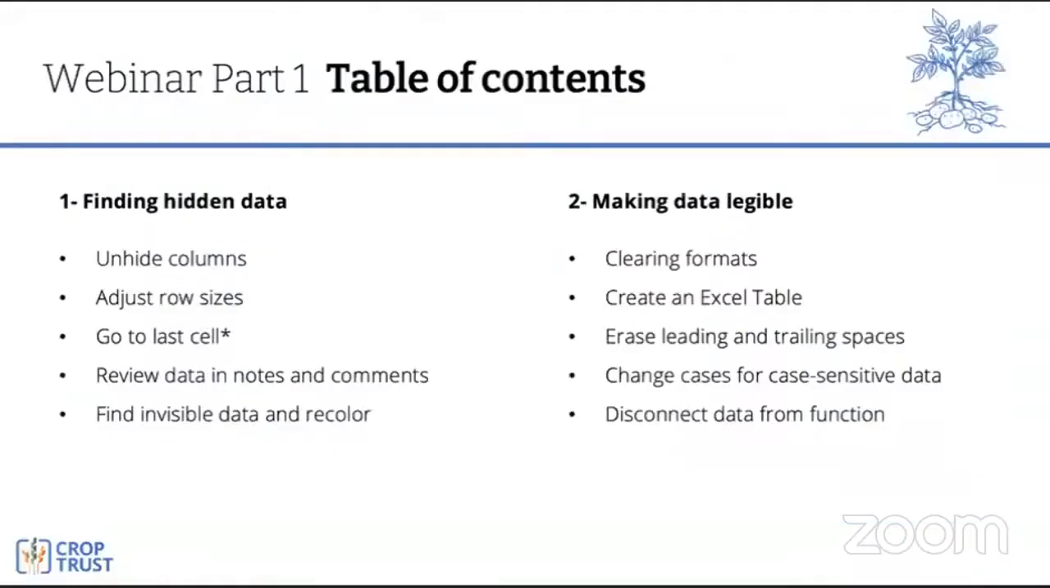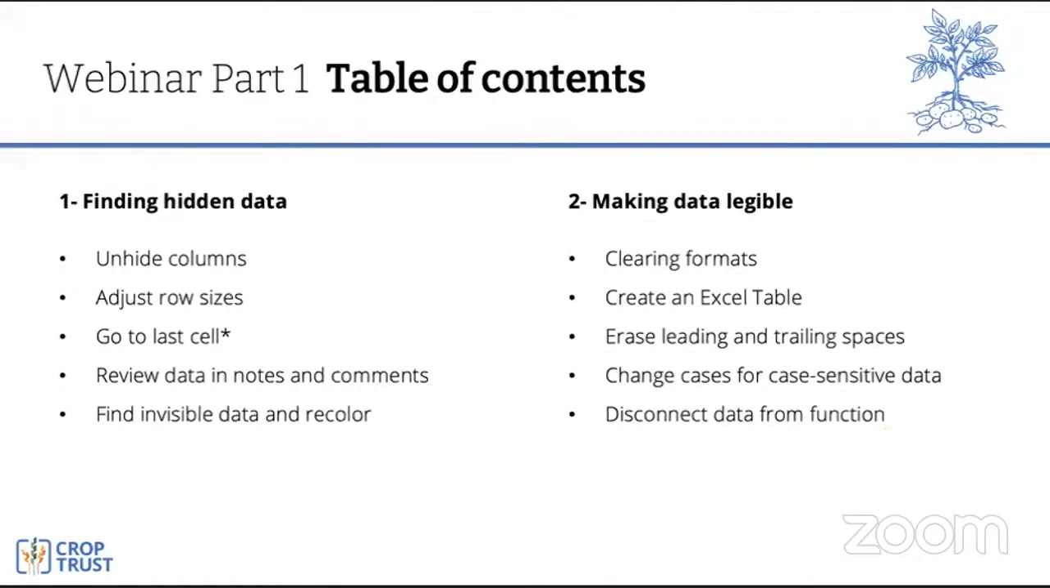More specifically, the table of contents: when it comes to data cleaning, we will show you how you can unhide columns, basically finding all the hidden data in your Excel file by unhiding columns, by adjusting row sizes, by finding if there is data in cells that are far away that you can't see, by reviewing some data that might be hidden in notes or comments, and by finding invisible data that might have been recolored.